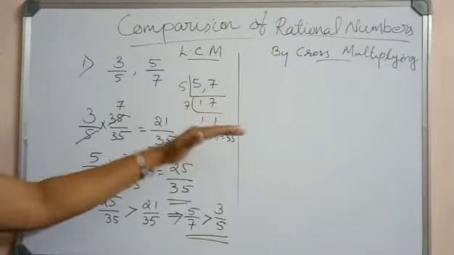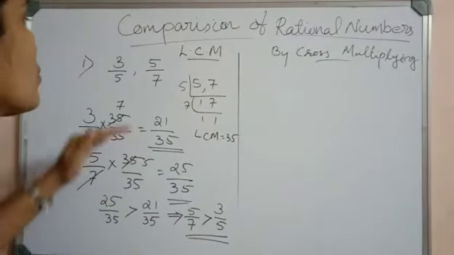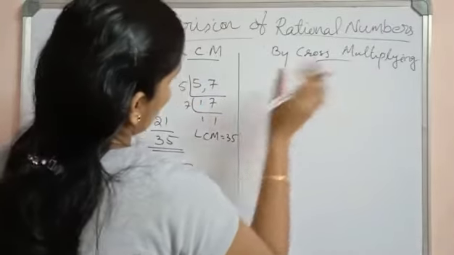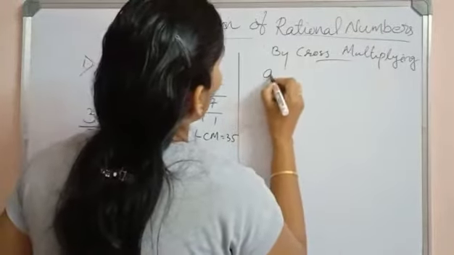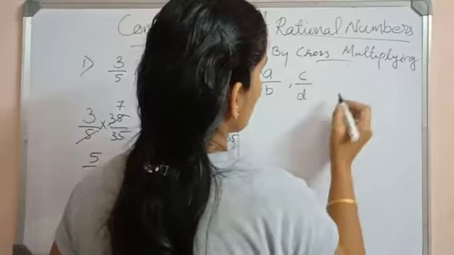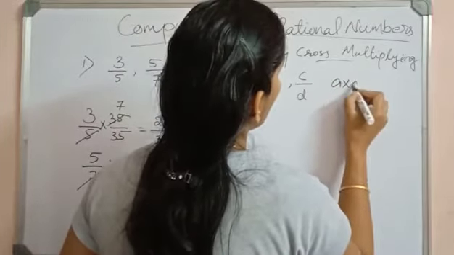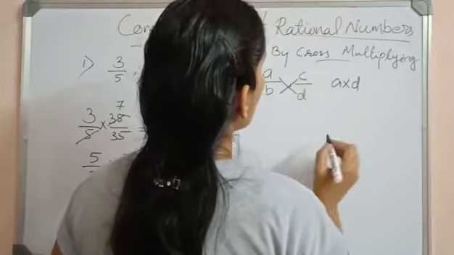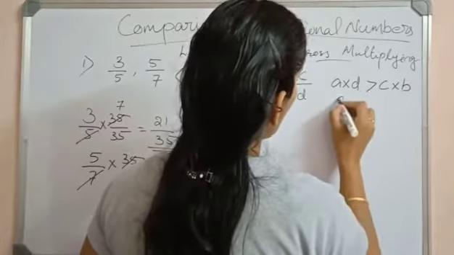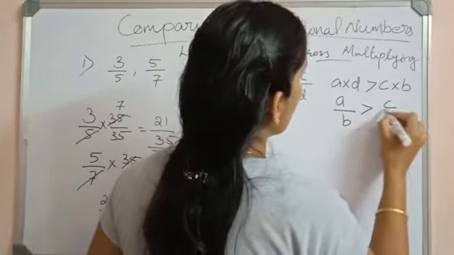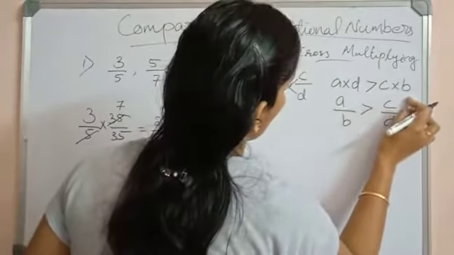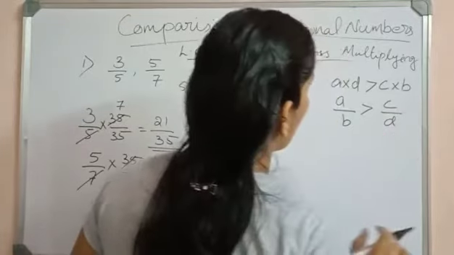See here, by cross multiplication, how to find which rational number is greater whenever two rational numbers are given. As per this method, if A by B and C by D are two rational numbers, the cross multiplication says that if A into D is greater than C into B, or B into C, then A by B will be greater than C by D. This is what the rule says. Or in reverse, if A into D is lesser than B into C, then A by B will be lesser than C by D. This is the rule.